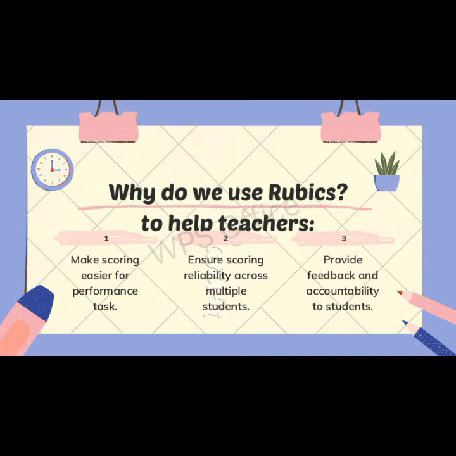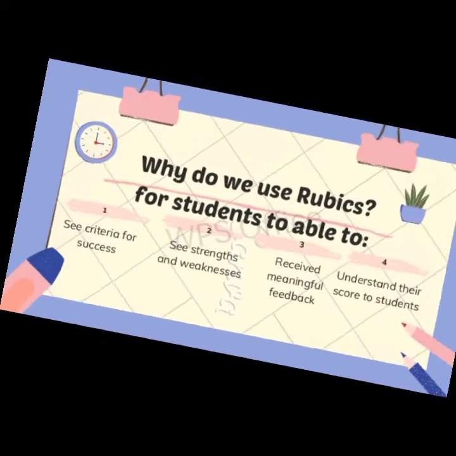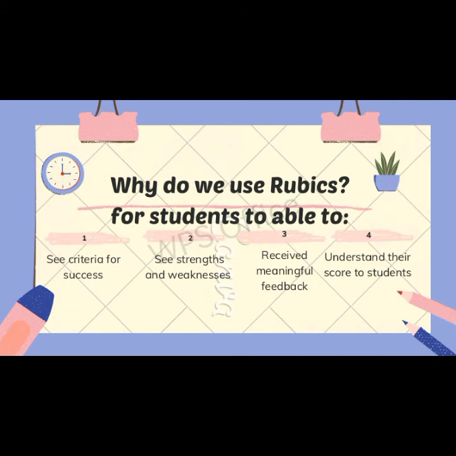Of course, the teacher can tell the students that he or she needs to develop or focus on this particular area or aspect. And to others who did very well in this area, they need to keep up their good work so that the students will be motivated and encouraged to do their tasks. And also, we use rubrics for students to be able to see criteria for success, see strengths and weaknesses, receive meaningful feedback, and understand their score. So there would be fewer complaints from the students as well as from their parents.